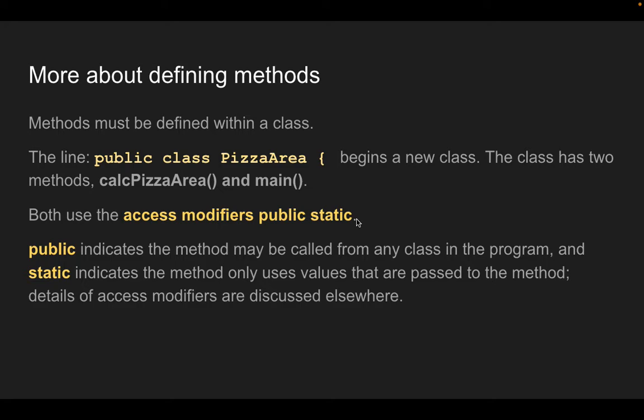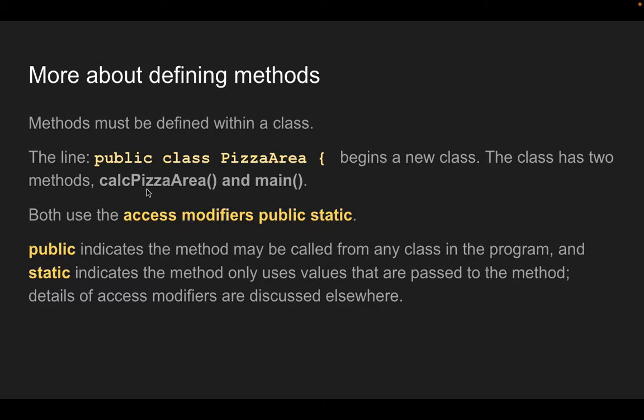All right, so when we look at methods, we see, for example, in this class, we have public class PizzaArea. It's the name of the class, and it has 2 methods in it. It has calcPizzaArea, and it has, of course, the static void main method. calcPizzaArea does one thing, right? It calculates the pizza area.